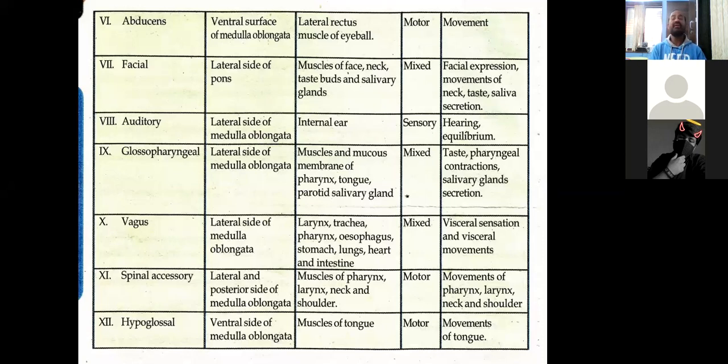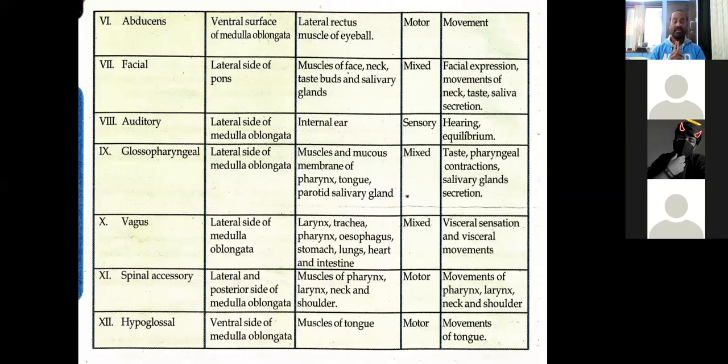Number 11 is called the spinal accessory. It arises from the lateral and posterior side of the medulla oblongata. It innervates the muscles of the pharynx, larynx, neck, and shoulder. It is motor in nature, and the movement of the pharynx, larynx, neck, and shoulder will be additionally handled by the spinal accessory.